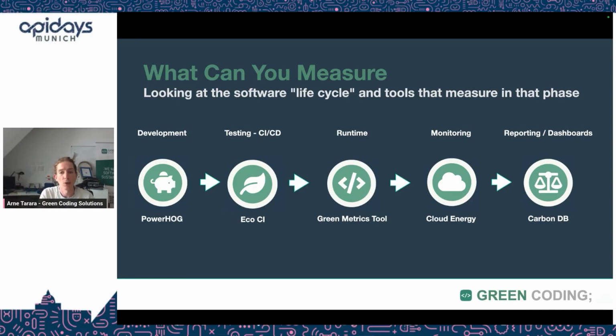There are also some other tools which I don't want to go into details about, some tools for monitoring and some tools for when you want to report, right? Which is not technically a lifecycle phase of software, but definitely something that needs to happen if you want to be transparent about what your software is emitting. So this is all that you can measure about a software, and I want to focus on the runtime of the software product today in particular.